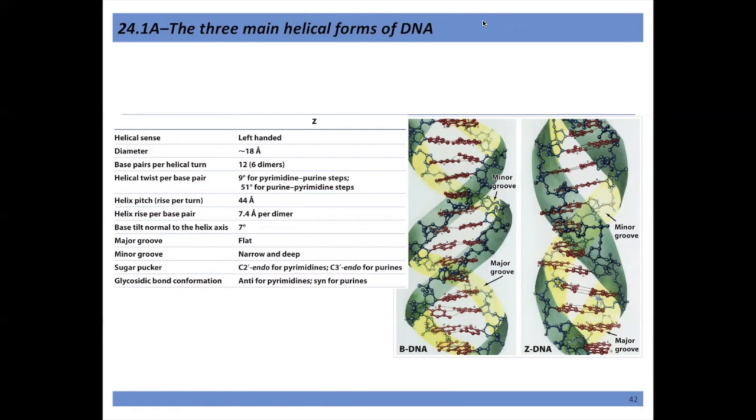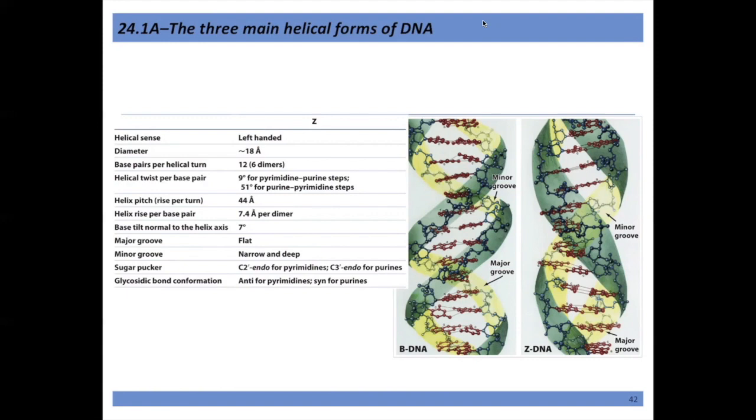What's really important, or interesting, is look down at the sugar puckers, and you'll see that the pyrimidines actually pucker differently than the purines. And also the glycosidic bond is different for the pyrimidines and the purines. So in Z-DNA, you've taken advantage of those different conformations. You've got syn for the purines, so they're actually kind of pointed back over the sugars. You've got 2 different types of sugar puckers in there.